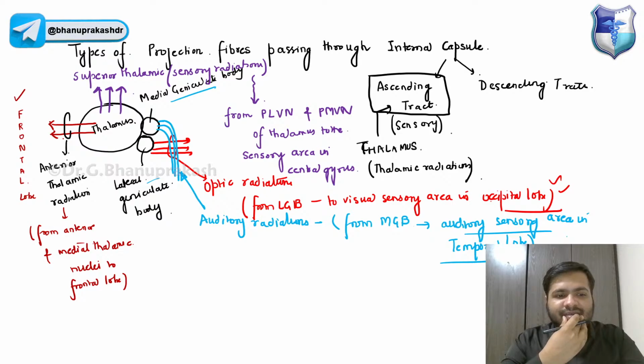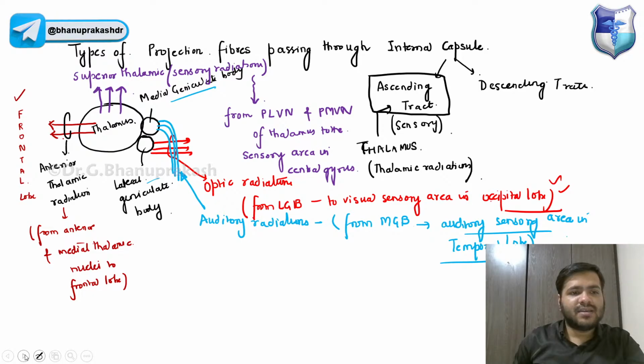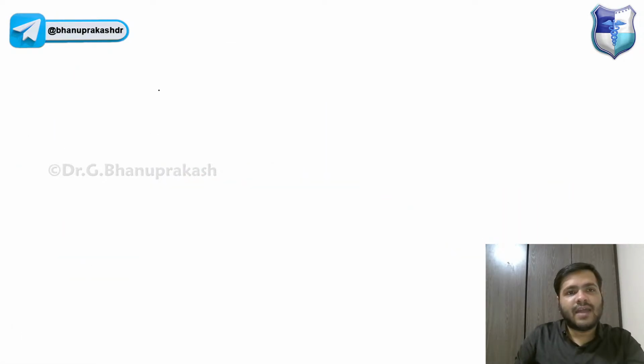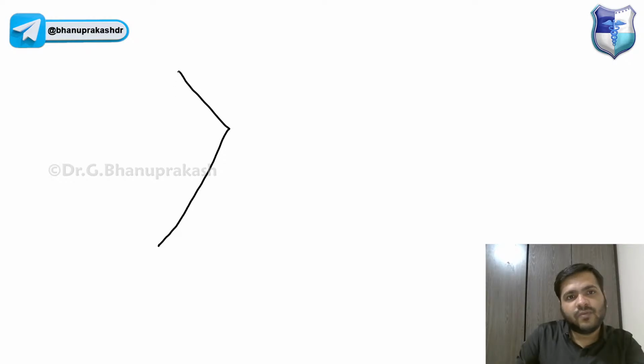Now let us just try to see which part of the internal capsule these radiations will be passing through. I will be drawing one diagram, guys, again for the internal capsule, and we will see which ascending tract will be passing through which part.